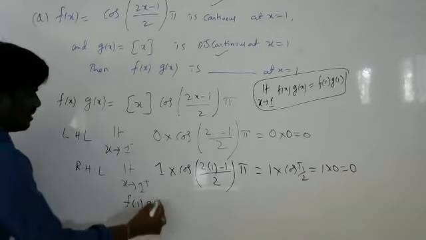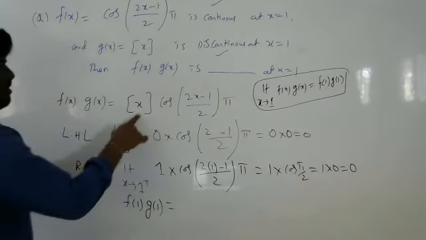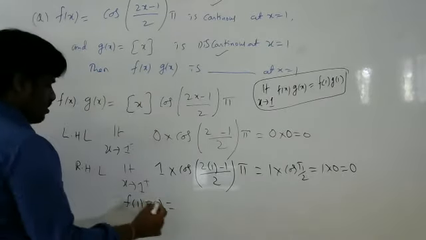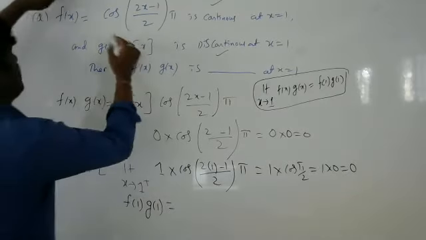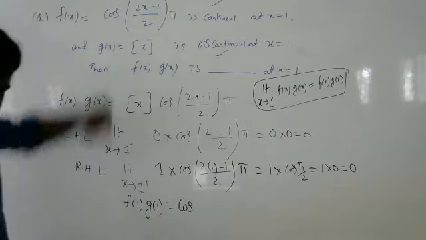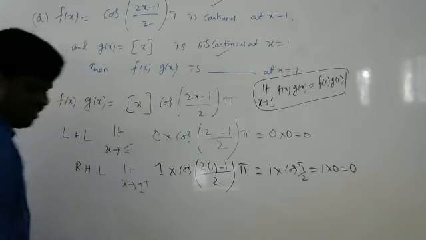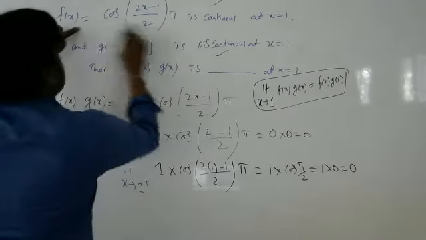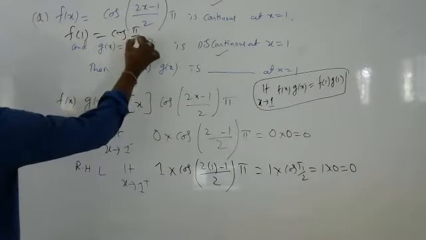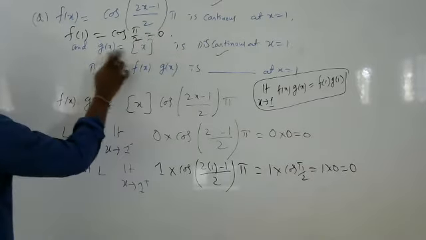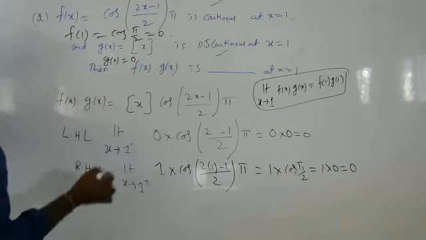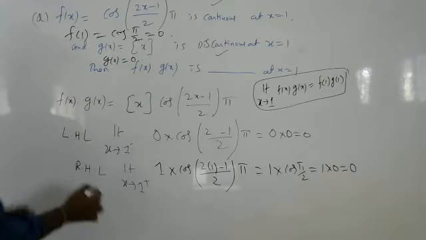Tell me quickly, everybody. F of 1 is how much? 0. Here is the f, that is cos. I will find separately and then multiply, otherwise you will get confused. This is f of x. So f of 1 will be cos of pi by 2, that is 0. And g of 1 will be how much? 0. So f of 1 into g of 1 is 0 into 0, that is 0.